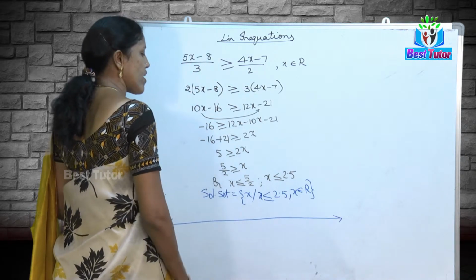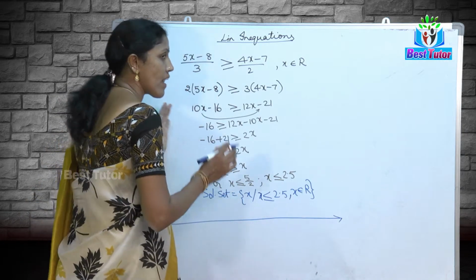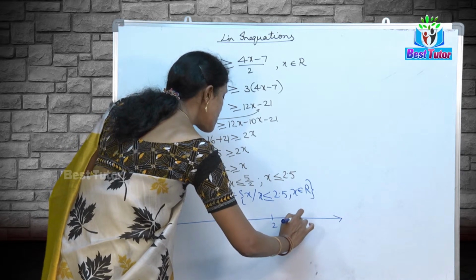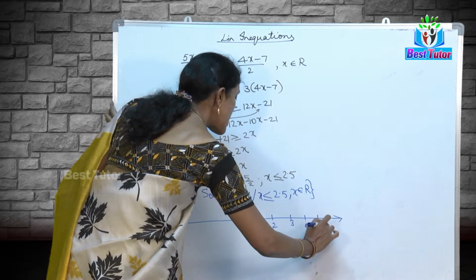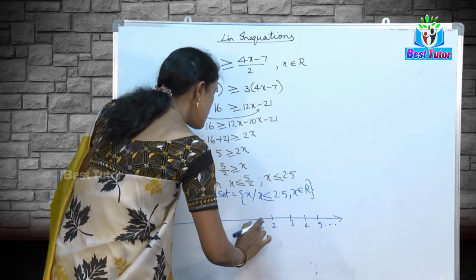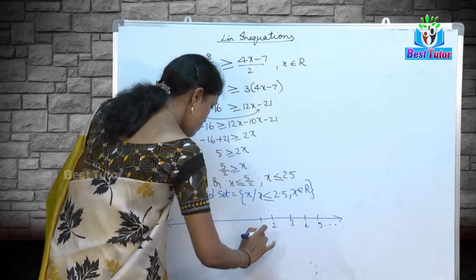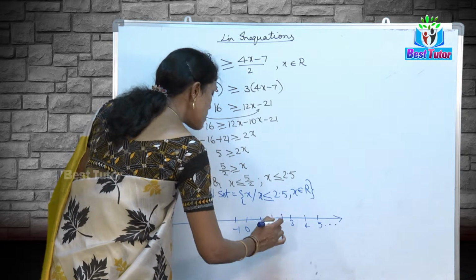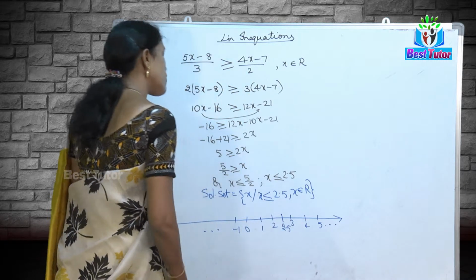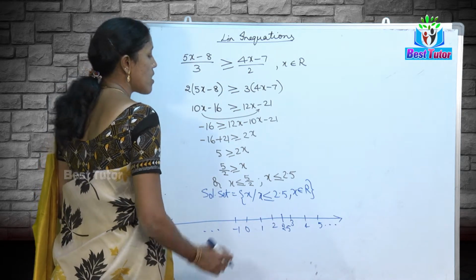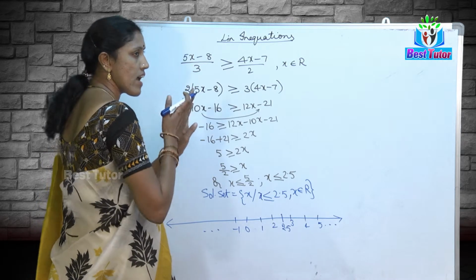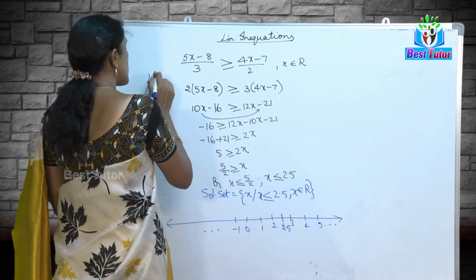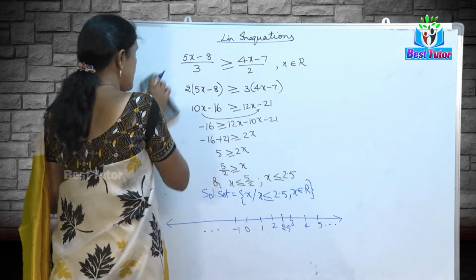I want 2.5 to be highlighted on the number line. 2.5 lies between 2 and 3, exactly in between 2 and 3. So 2, 3. I would prefer to write down two neighboring numbers. Exactly here 2.5. I want all the real numbers which are less than or equal to 2.5. Less than means always towards the left hand side. Greater than means towards the right hand side. Less than, left hand side. L, you can remember in that way.